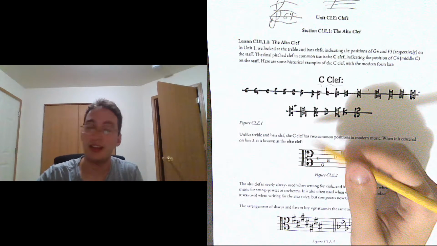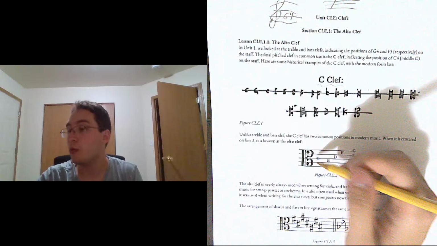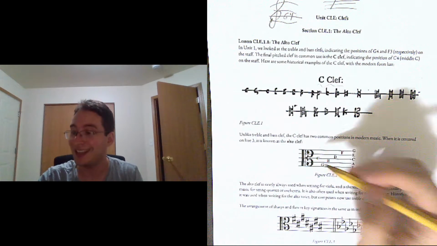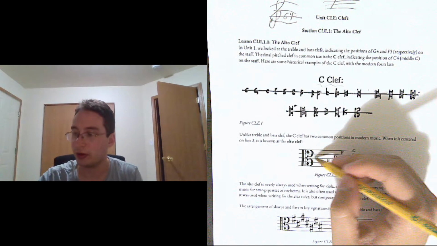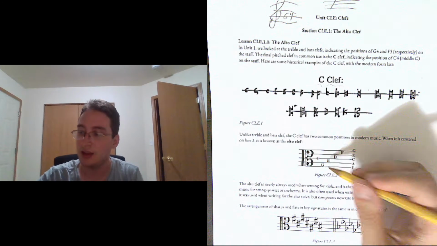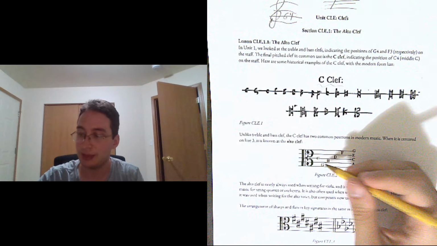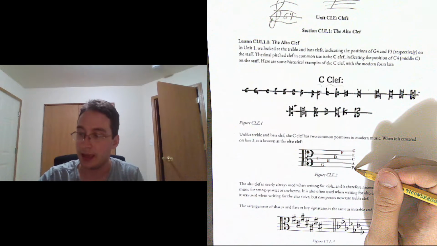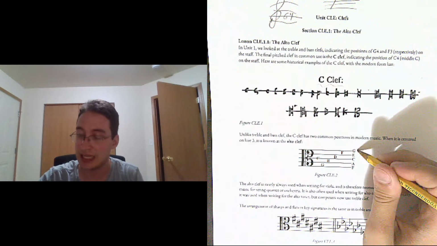The C clef has two common positions. The one that we're looking at right now is called the alto clef, and it's centered on the third or middle line of the staff, and that shows you where the note middle C is. So you have the spaces being G, B, D, and F, and the lines being F, A, C, E, G.